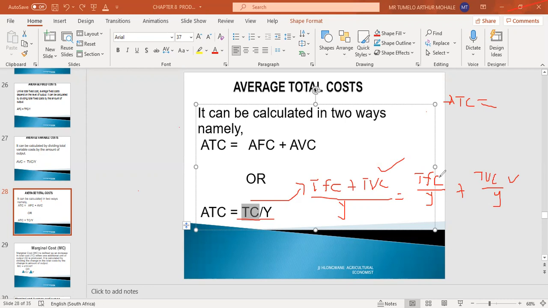Tumelo, what is Y? Y is the output. Oh, okay, I get it now.